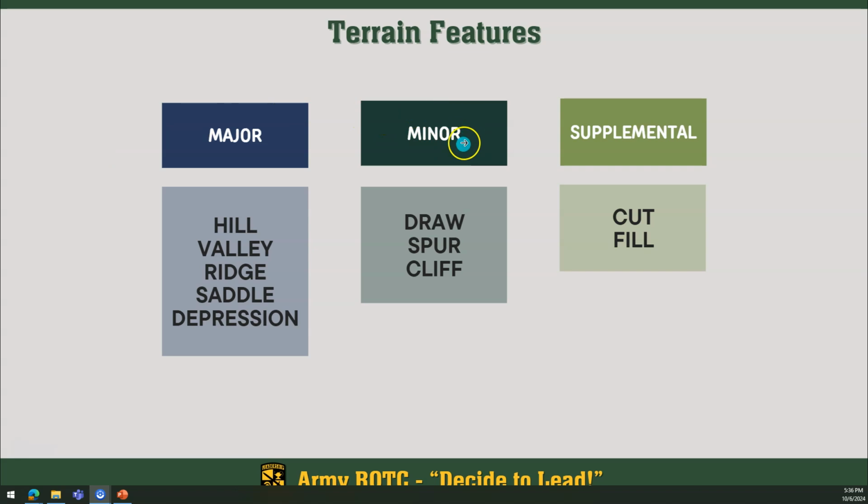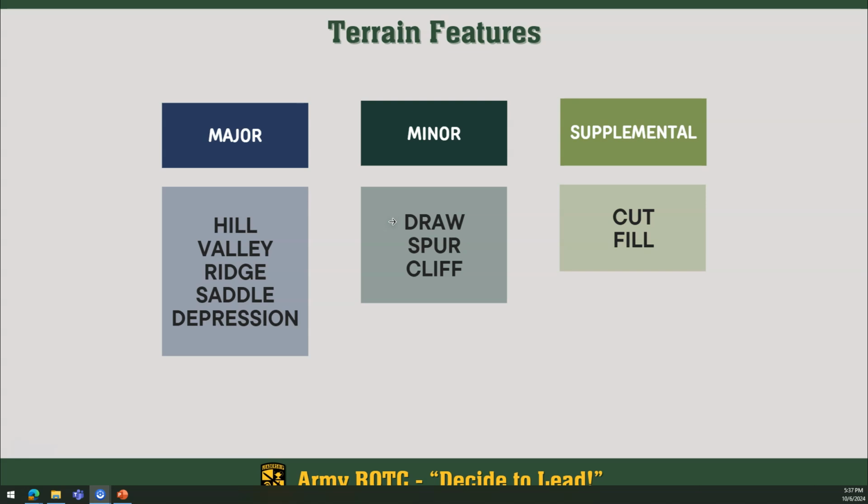Now here you have your minor features. These ones are usually found as part of a major feature. So the three that we have here are draws, spurs, and cliffs. And I'll show you what these look like, but a draw, think of and remember it's drawing water in. Spurs, think of cowboy spurs, like up here in Missoula, Montana, we got spurs on our boots, right? Spurs kind of jut out and away from our boots. So spurs are kind of big jut outs from a hill or a mountain.